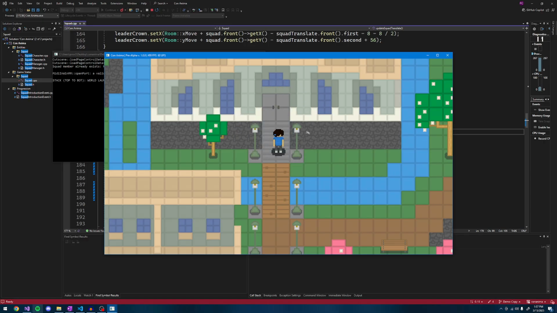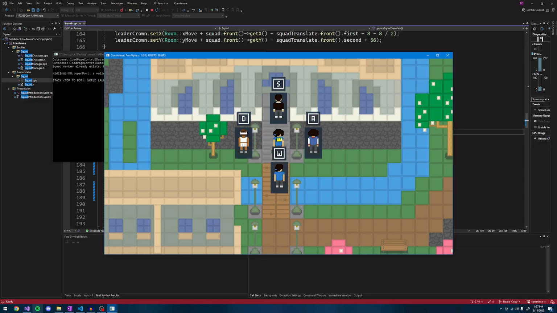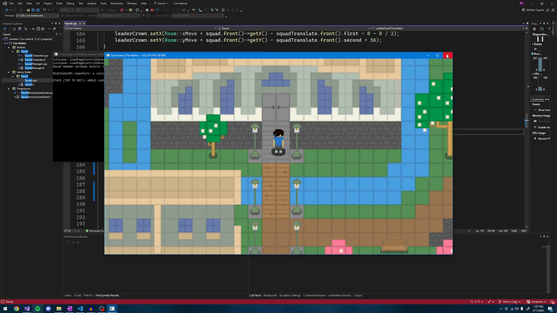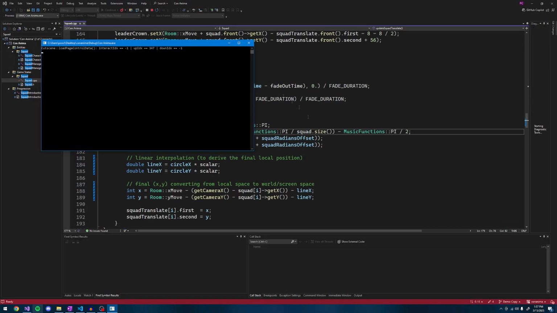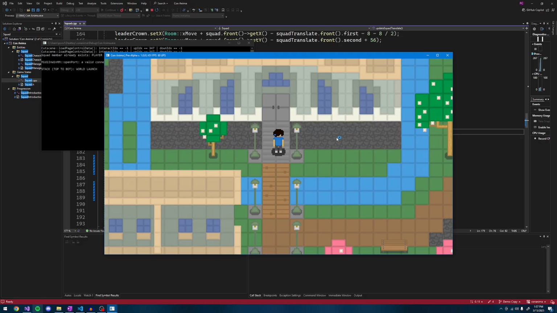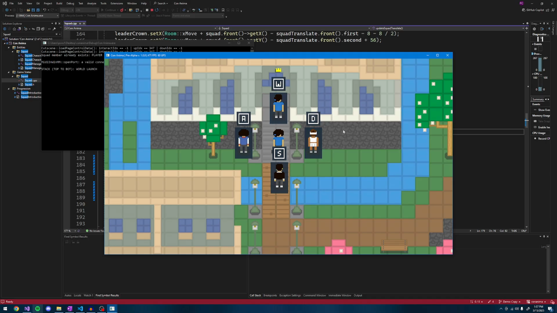Oh, I see. Because we are going the other way, instead of adding half pi, we need to subtract half pi. And now the leader is on the top. And notice how everything is assigned correctly. We have W up here, A is on the left, S is down here, and D is on the right. And that is how we get a clockwise spiral animation from a linear interpolation.